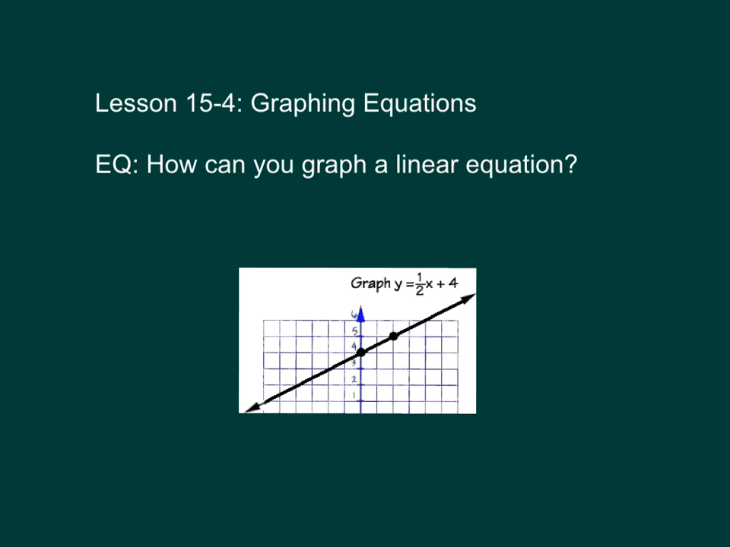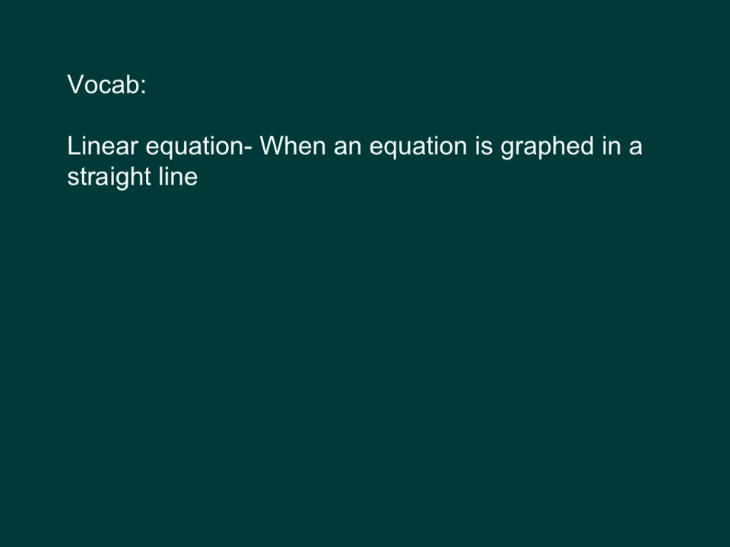This is lesson 15-4, graphing equations. Our essential question: how can you graph a linear equation? And this picture is a quick example of what we're going to be doing. We have one vocab word. A linear equation is when an equation is graphed in a straight line.